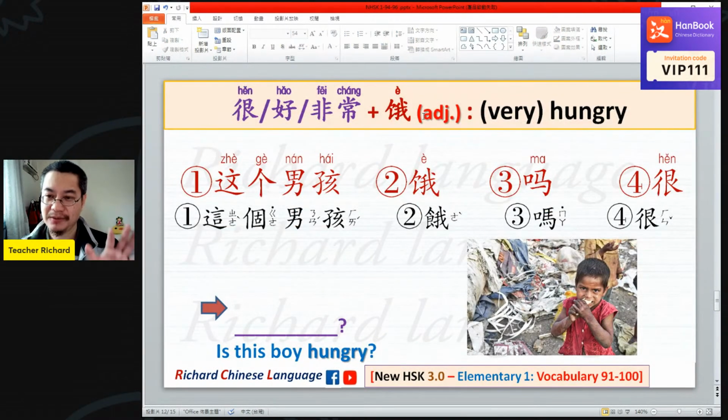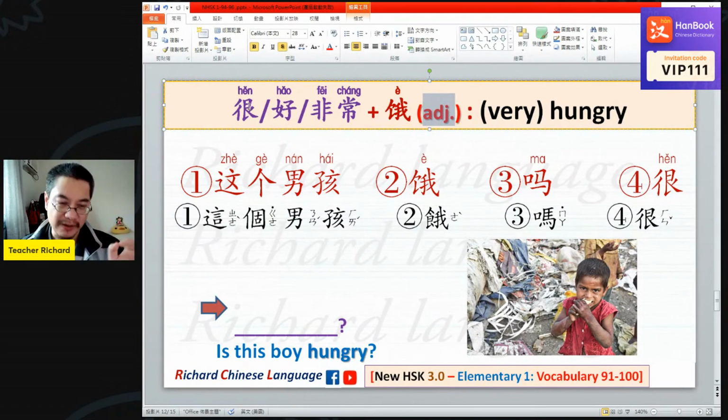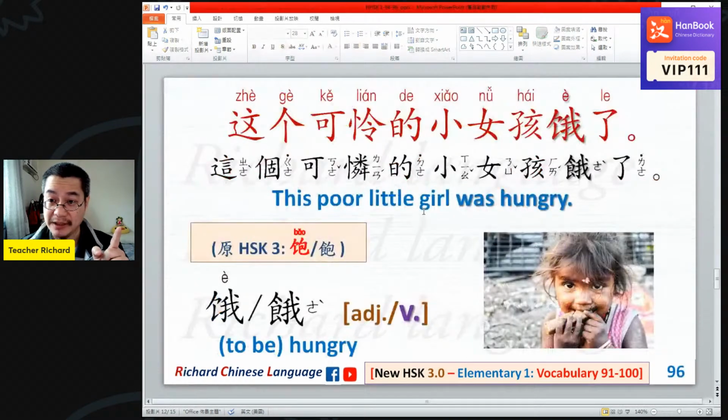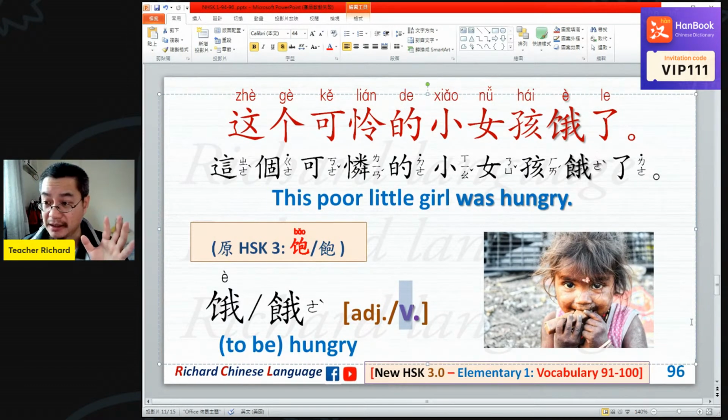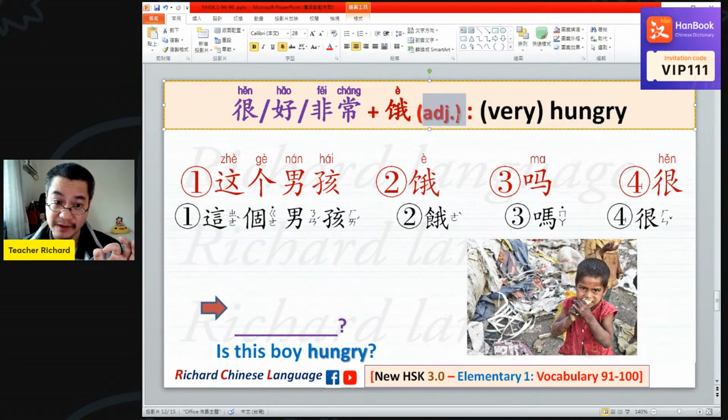If we want to use 饿 as an adjective, once again we need 很饿, 好饿, or 非常饿. This is an adjective. When you say 饿了, it is a verb. When you say 很饿, that's an adjective, which means very hungry.